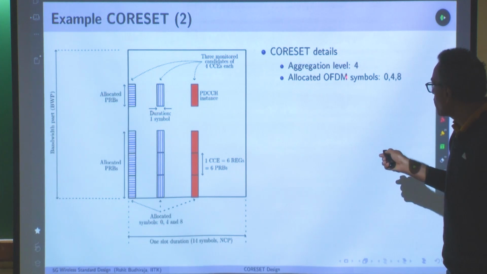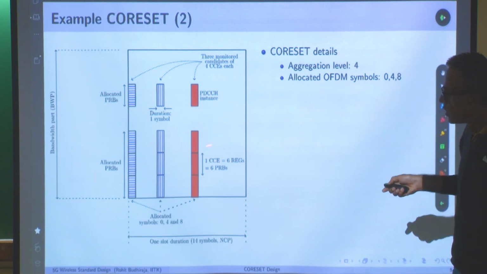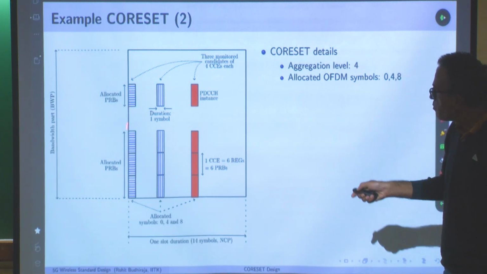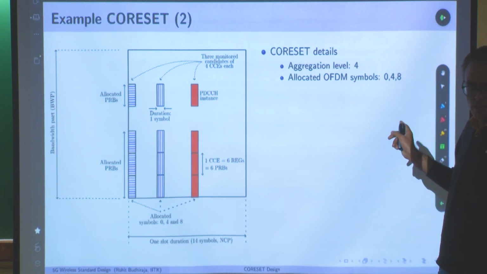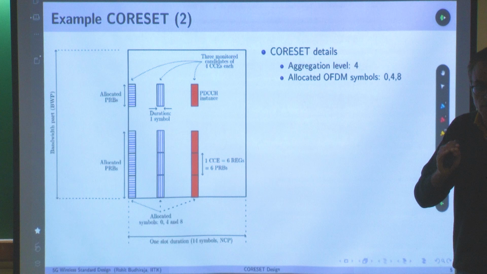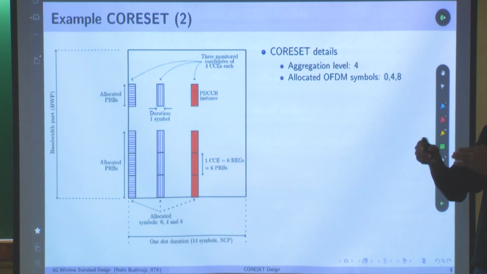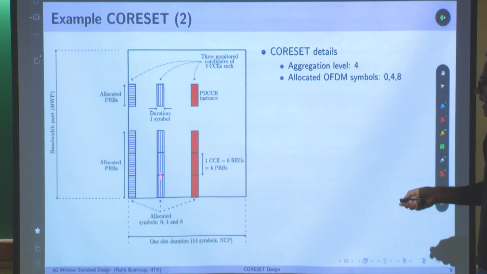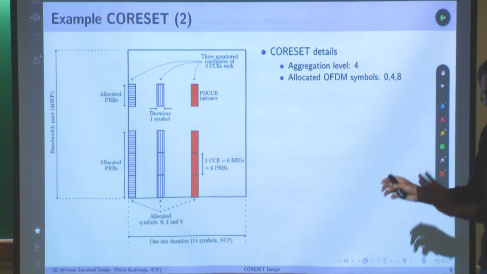So the user is allocated an aggregation level of only 4. This complete location will be used for the user because the aggregation level is 4, and G is defined accordingly. You have the complete PDCCH chain, which gives a certain number of QAM symbols, and all those QAM symbols will be mapped onto this location in the Coreset.